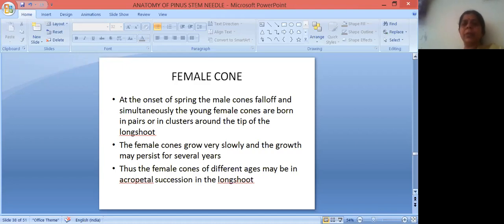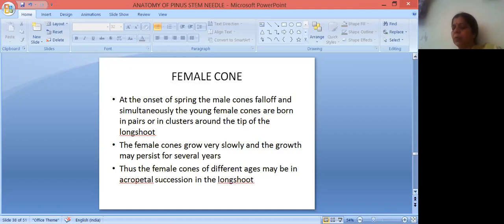Here, cluster does not mean like the male cones. They are either single, solitary, or a maximum of 2 to 3 in number. So, female cones are produced in pairs or in clusters in the axil of the scale leaf. The female cones mature very slowly and the growth may persist for several years.